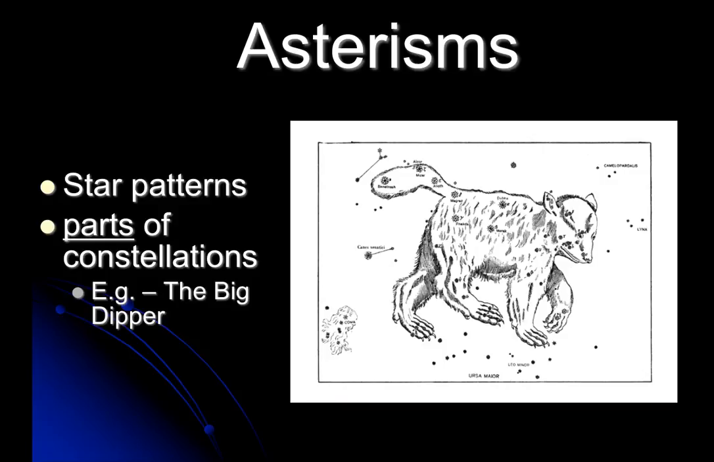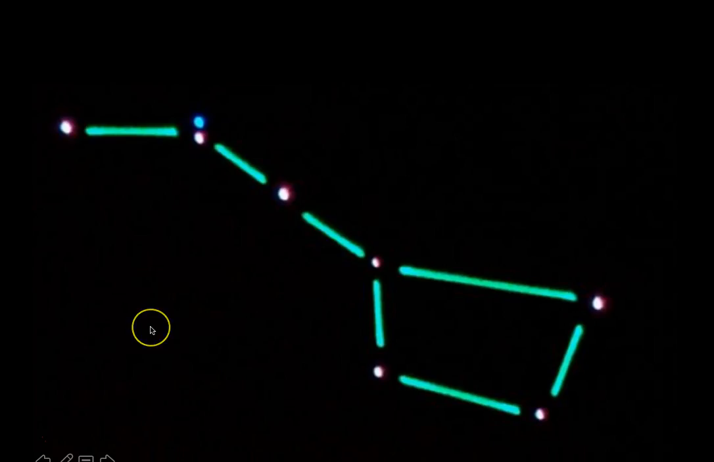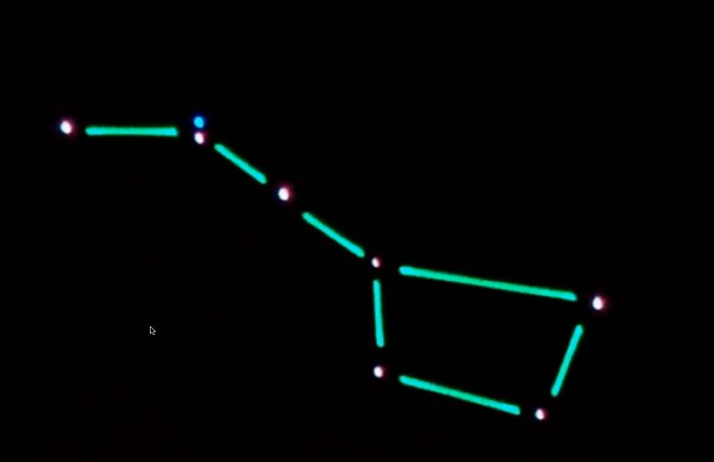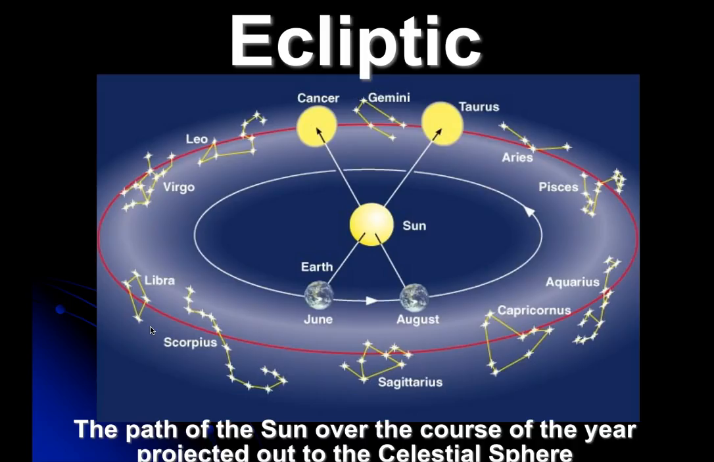Asterisms are parts of constellations, and we talked about that already, like the Big Dipper. It could also be other stars in different constellations, like the summer triangle or the winter triangle. They can be in different constellations.